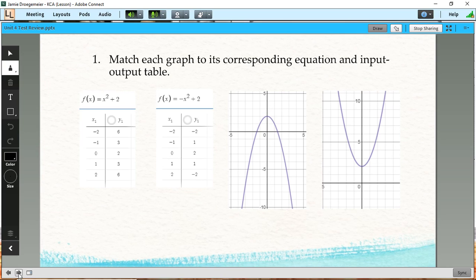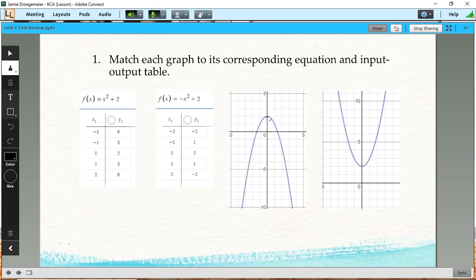In this one, they want us to match the equation and its input-output table with the graph. What we want to look for here: we have our x values in the table, we have our y values, and we also have the equation given. Any pair of x and y values, I should be able to plot on that graph. For example, in both cases, it says that when x is 0, y is 2.